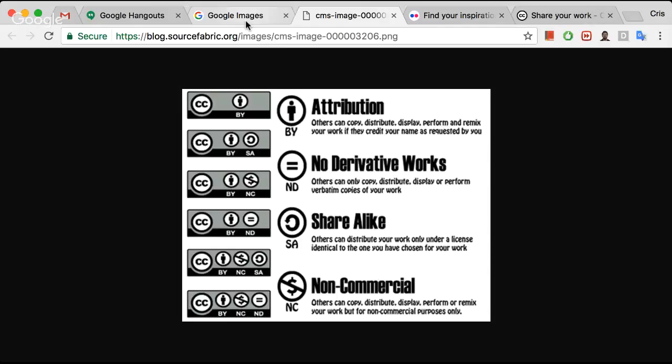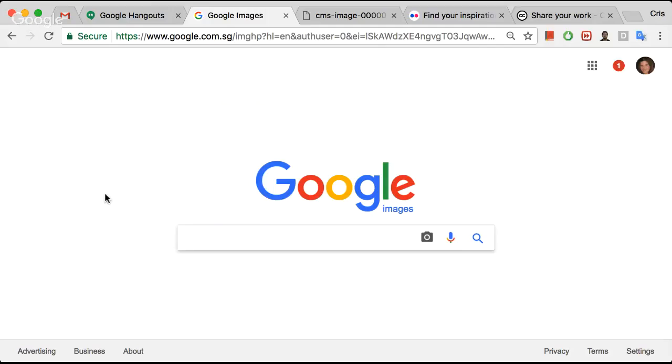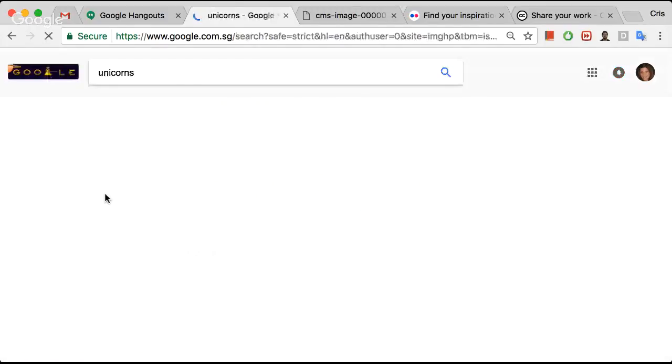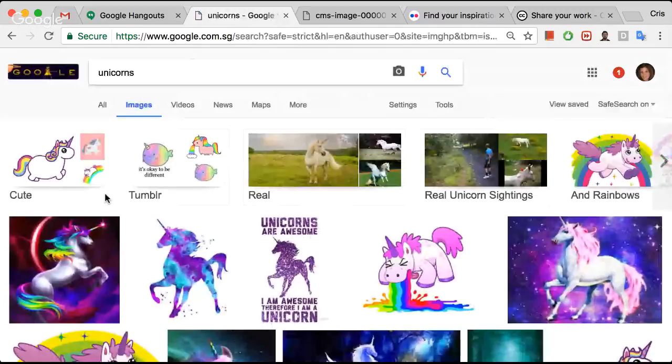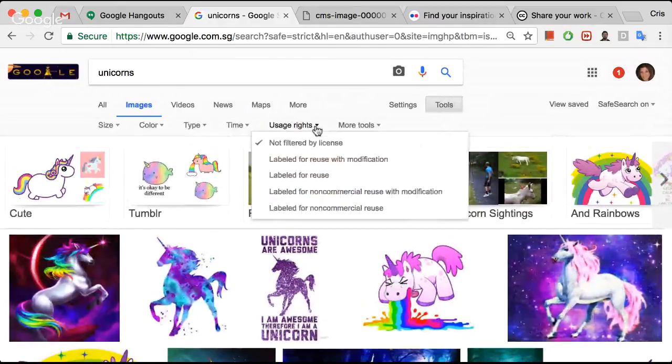So one of the first places where this sort of terminology comes into play is Google Images. So can you see the Google Images on my screen? Yeah. Okay, perfect. So I'm going to search for unicorns, my favorite thing to research. And if we are on a Google image search page, up in Tools, one of the options is Usage Rights. And we have the different categories labeled here.